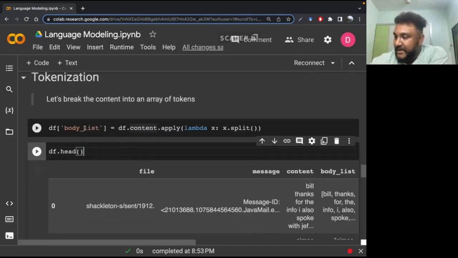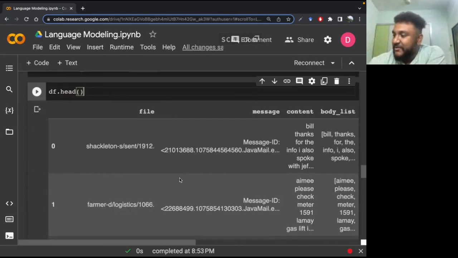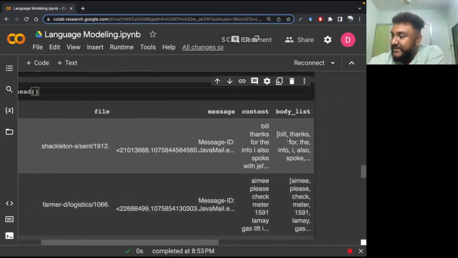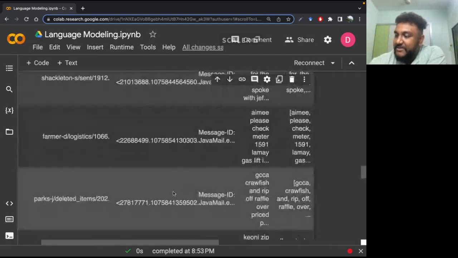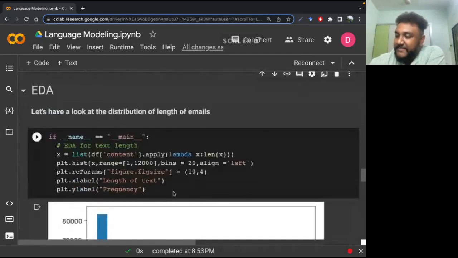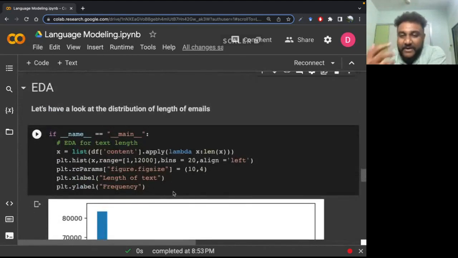So let's see. First, we're going to do tokenization. Tokenization means simply taking your sentences, breaking it into individual words. So once we apply tokenization, look at this body list. So all the individual words become part of this list, right? This is what we mean by tokenization. Once we do that, we can see what our data set looks like.